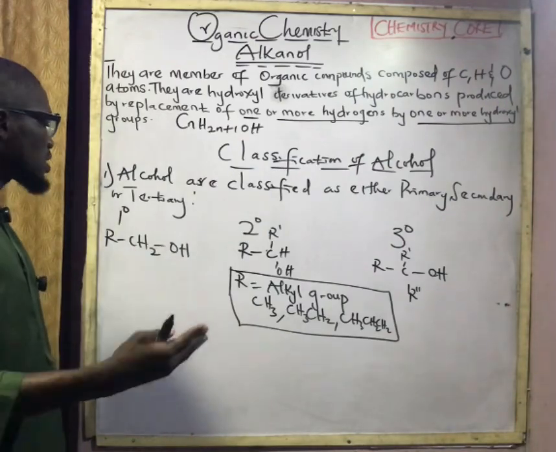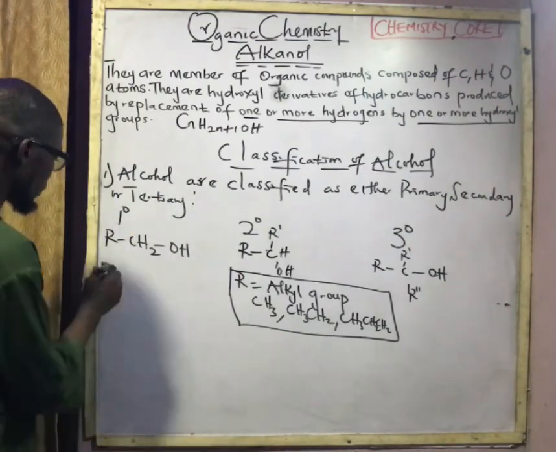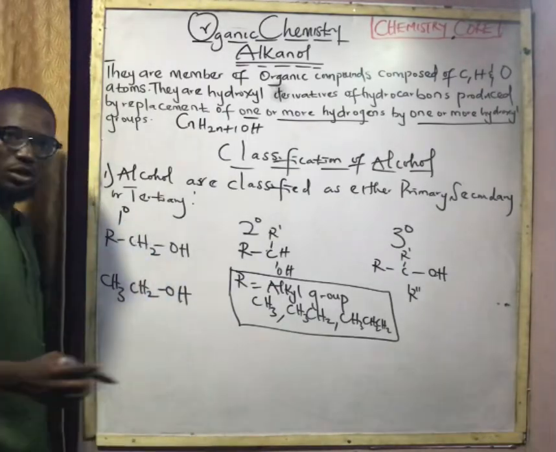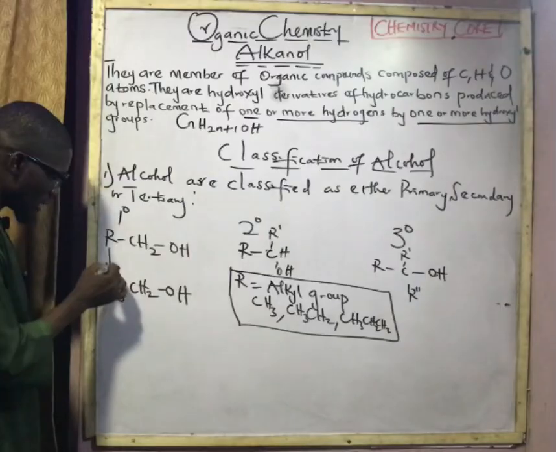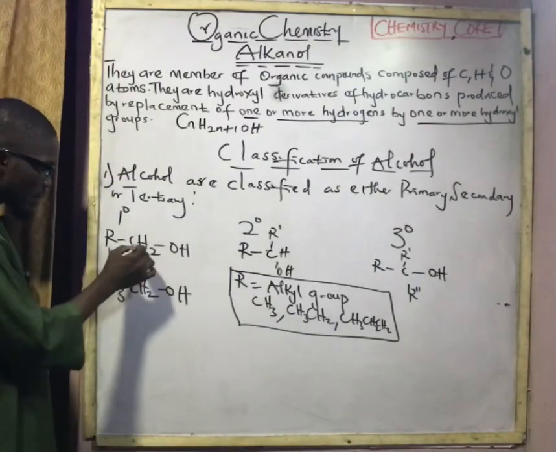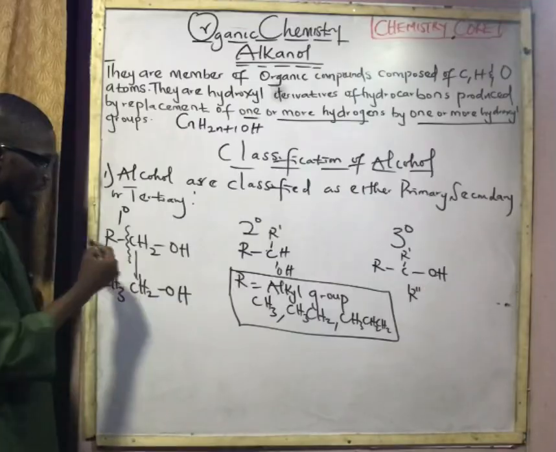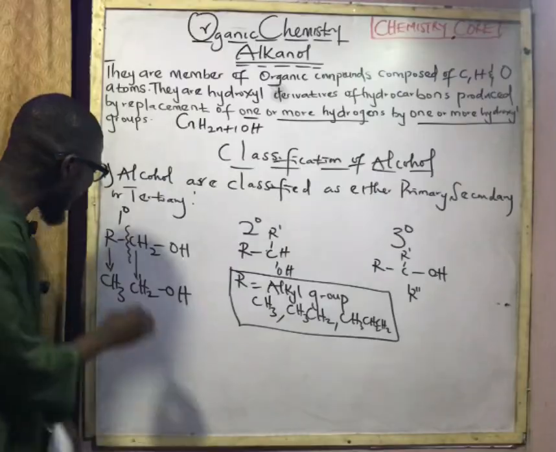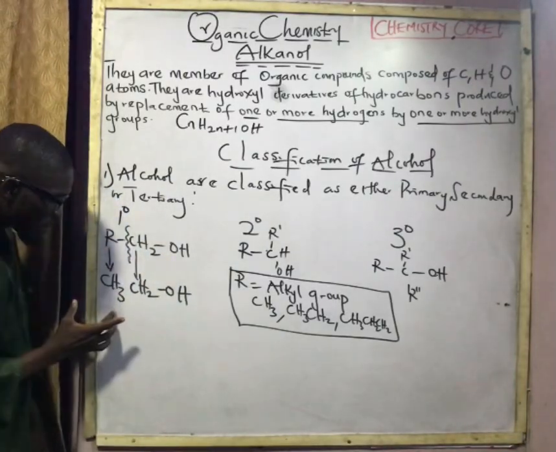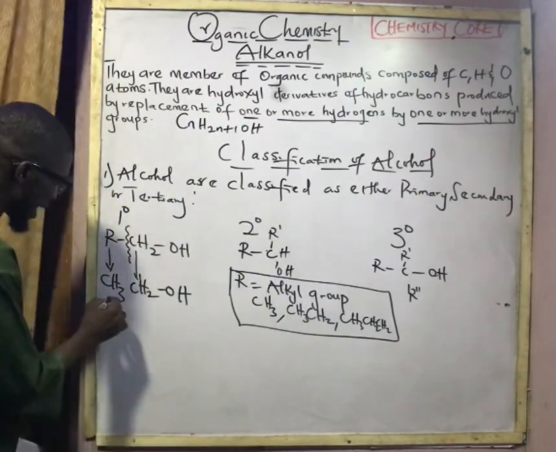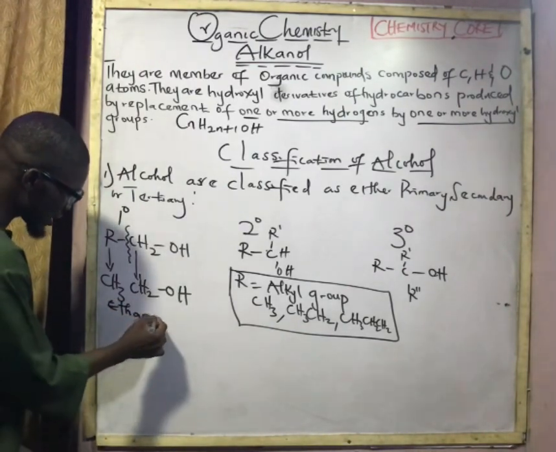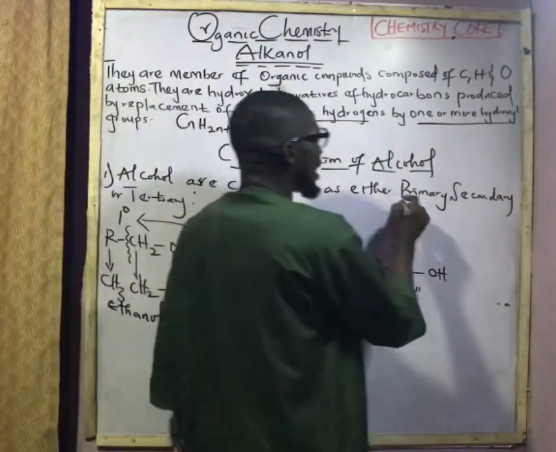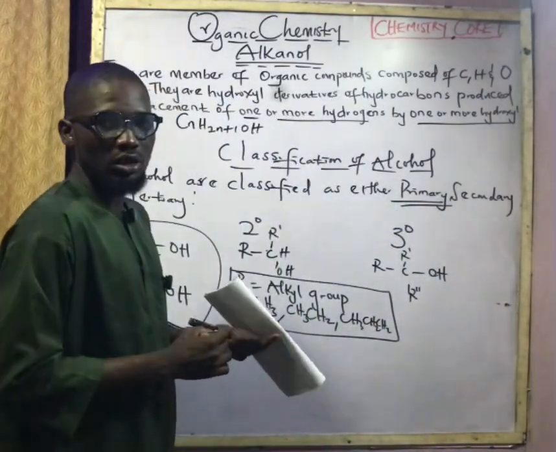So the first example is CH3CH2OH. Guys, this arrow is for this, and this one here represents the formula. Don't forget that the arrow is always the alkyl group. This formula has two carbon atoms, so we call it ethanol. This ethanol is a good example of a primary alcohol. Are you with me now?